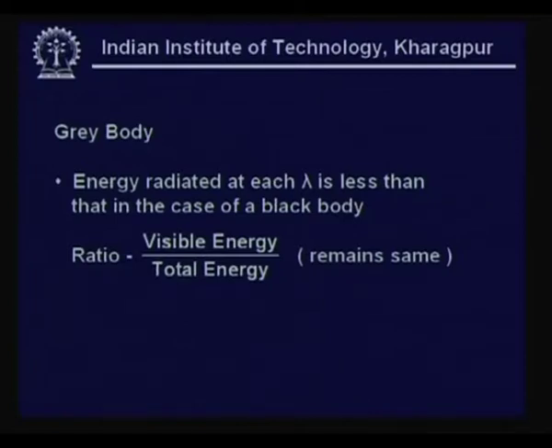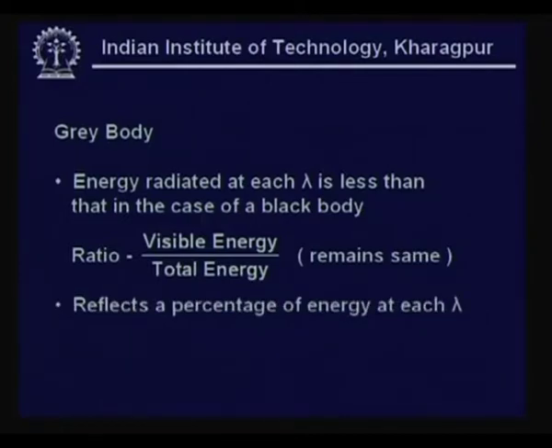Now it's time we define what is a gray body. Having defined a black body, we define the other end, what is a gray body. A gray body is one which radiates lesser energy than that in the case of a black body. However, one should bear in mind that the ratio of visible energy to the total energy remains the same. That means a gray body is one which reflects a certain percentage of energy at each of these wavelengths or lambda.